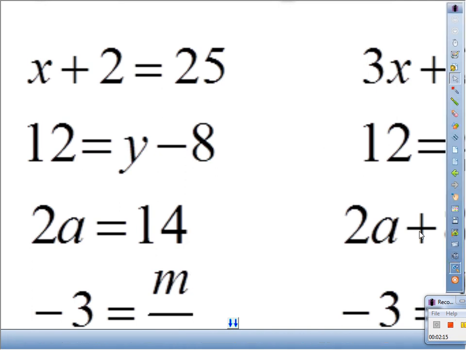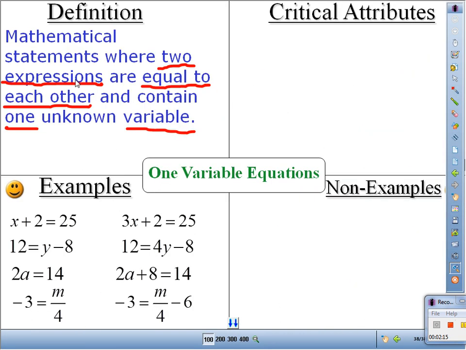So according to the definition, here it goes again, two expressions equal to each other. Do we have two expressions equal to each other? Yes. One variable. Do you only see one variable in this equation? Yes. Let's go to the next one. Expression equal to each other, one variable. Yes. Yes, yes, yes, yes, yes, and yes.